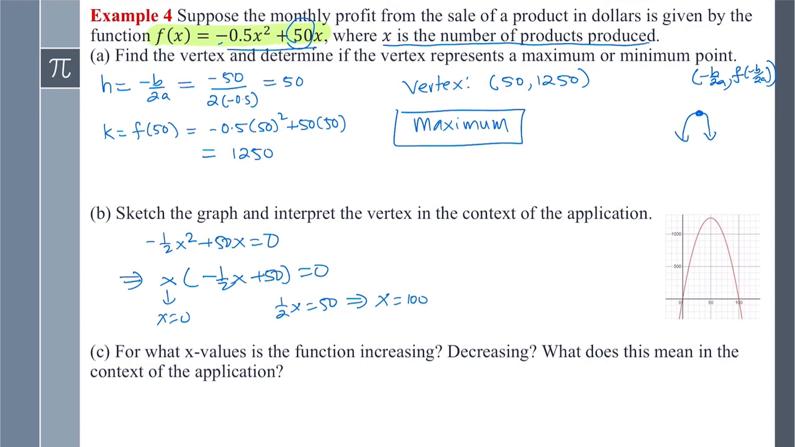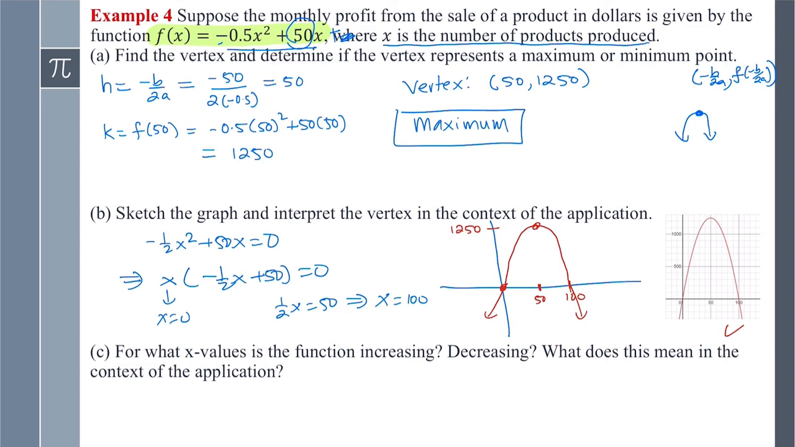The vertex is (50, 1250), and the y-intercept is 0 because the constant here is 0. So that means we can draw the graph. The x-intercepts are 0 and 100, and the maximum goes up to 1250, and the maximum occurs at 50. So our graph looks like this, and then it goes down forever on both sides. This is the vertex. That's how we can draw the graph, but I already have it here from the calculator.